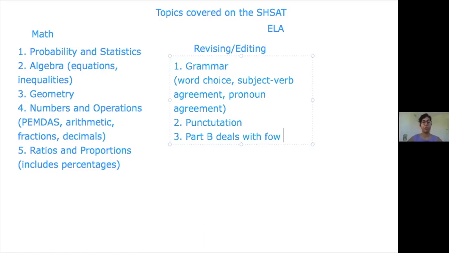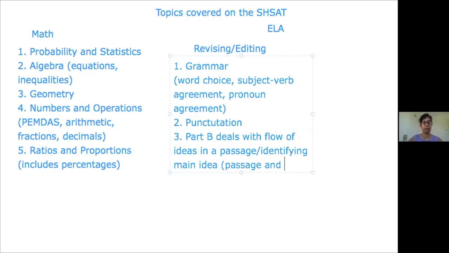Part B deals with flow of ideas in a passage, identifying the main idea of the passage and paragraph.